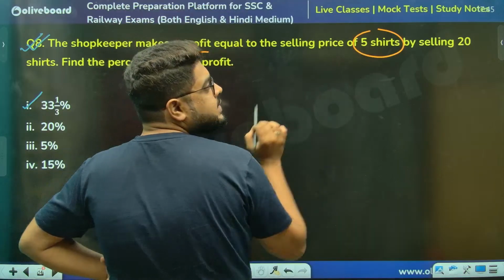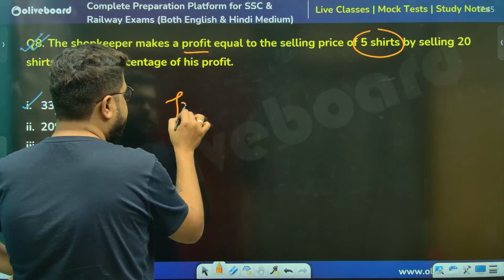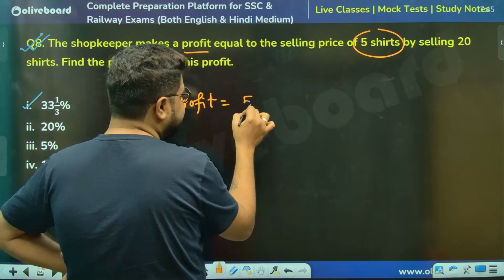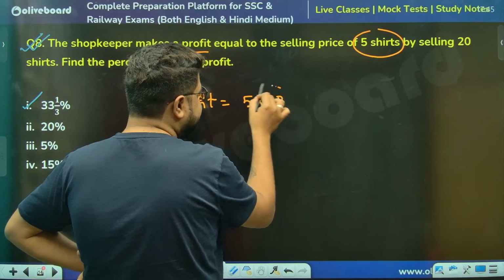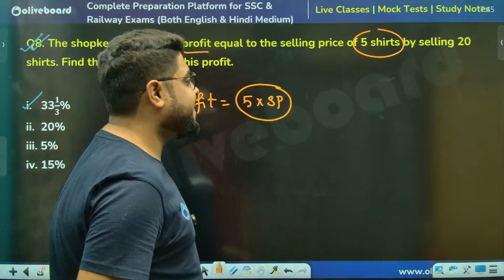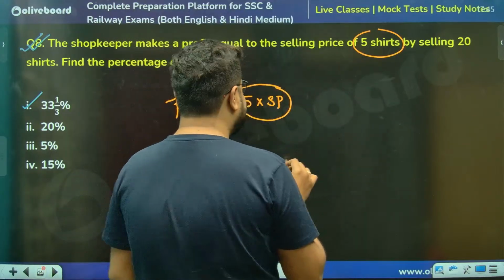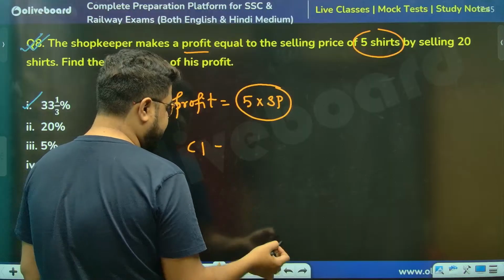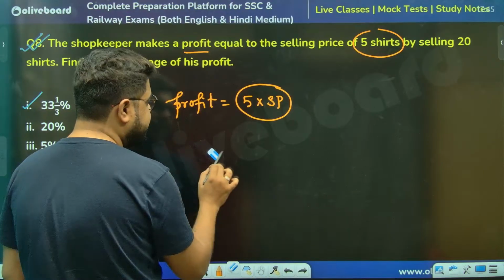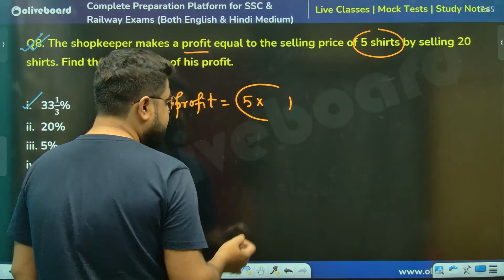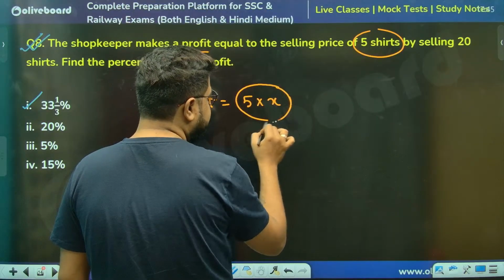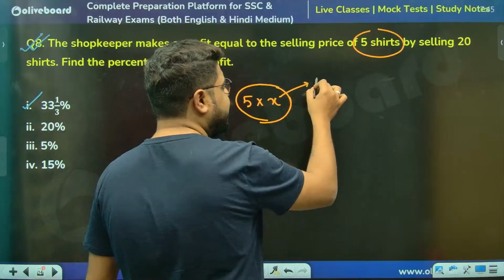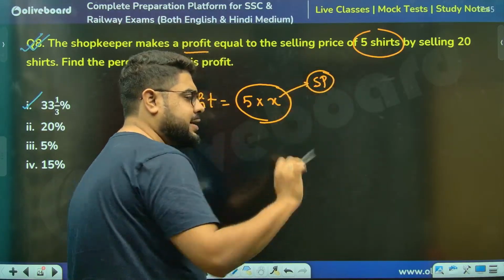Profit is equal to 5 SP. SP of 5 shirts, understand this. That means CP is what, sir? I should not write it like this, तो समझने में दिक्कत हो सकता है. 5 into X, just for your understanding. X is SP. Actually, you don't need X. Forget it. Nothing is needed.